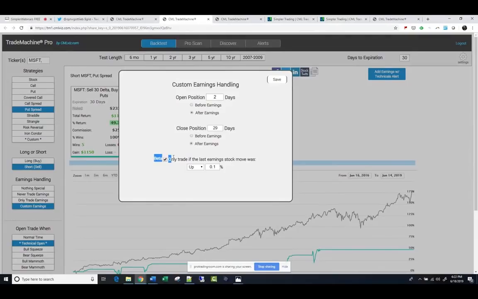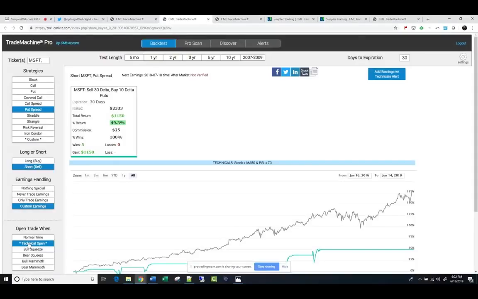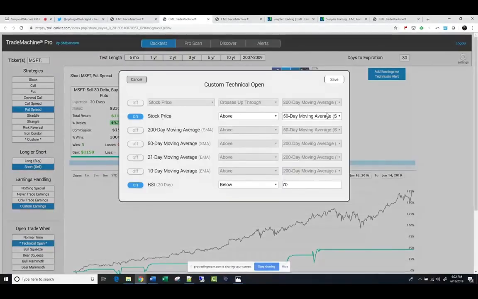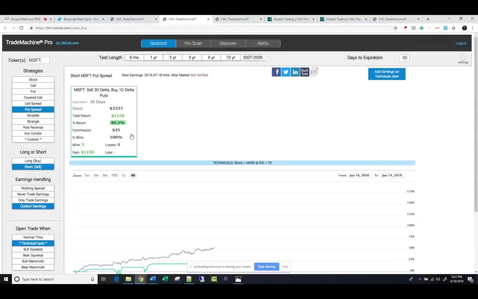I'm only doing it if the stock was up some amount after earnings. Doesn't have to be a lot. I just want it to not be down the day after earnings. And for the technical safety valve, I'm saying the stock price has to be above the 50-day moving average and the RSI is below 70, using 30-day options. Well, here you go. This is selling the 30-10 delta put spread.